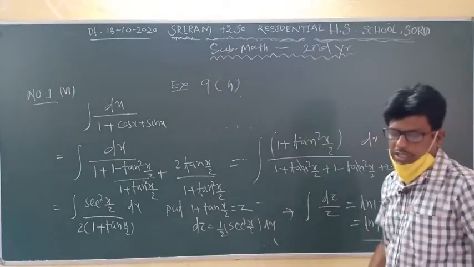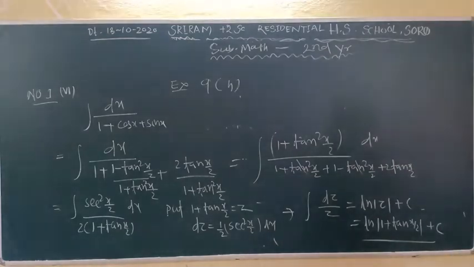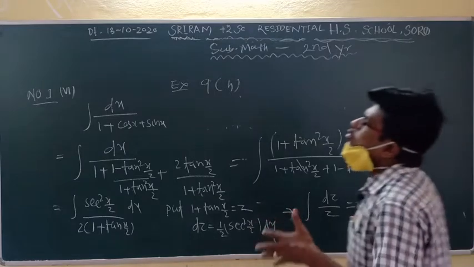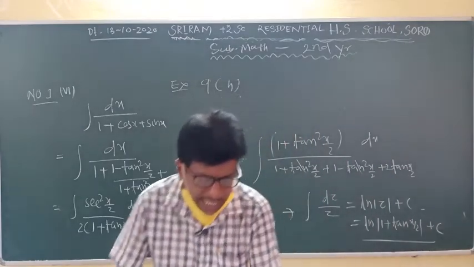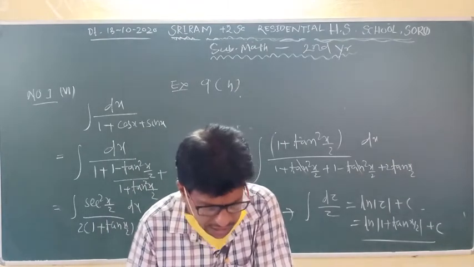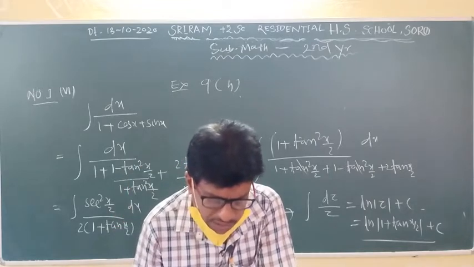So that is your answer for number 1 question, number 1 VI. The integral of dz by z is ln z plus c, ln of 1 plus tan x by 2 plus c. That's all about number 1. The remaining questions, like 2i, 3i, iv and v, I think we can find by using particular identities which I told you in form 1.